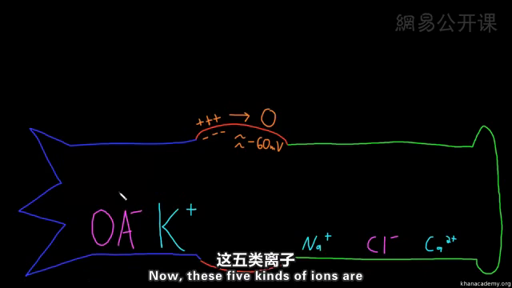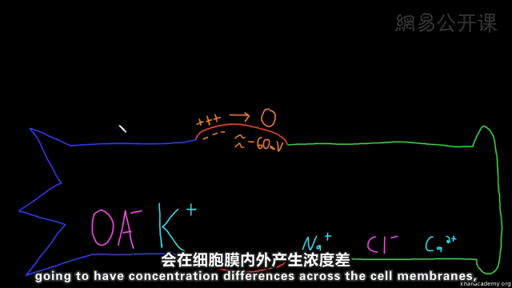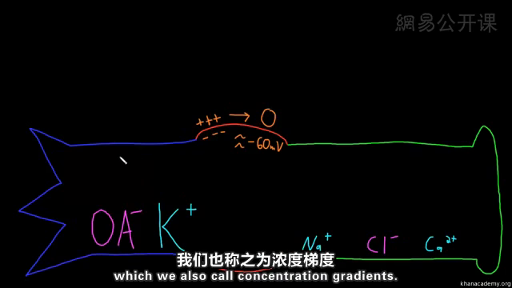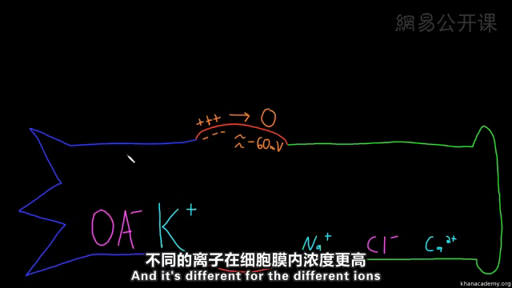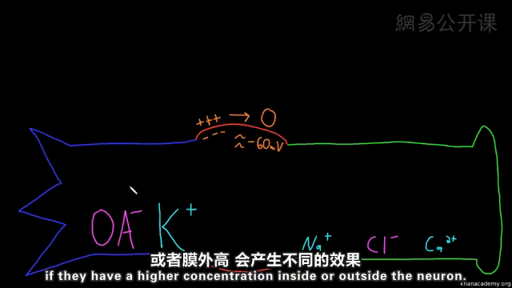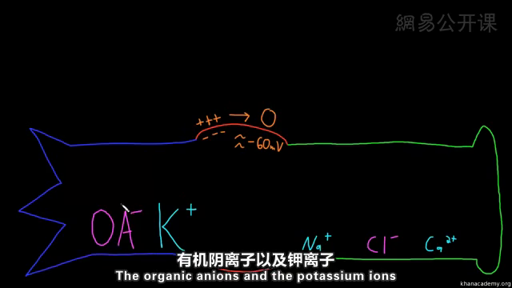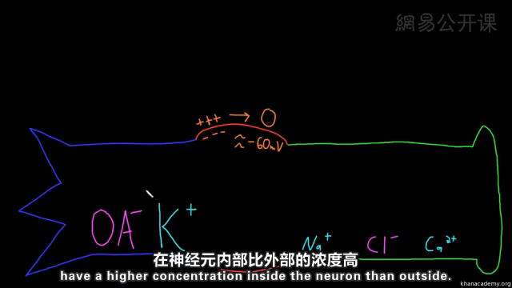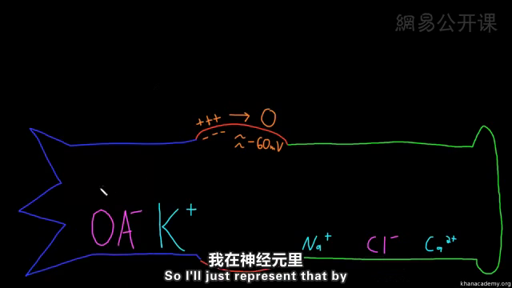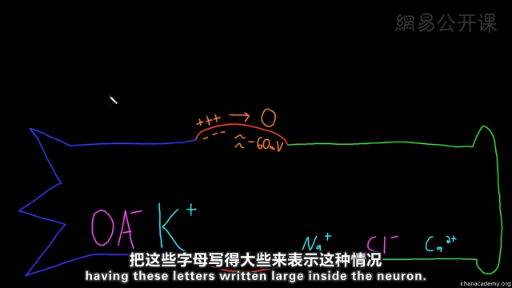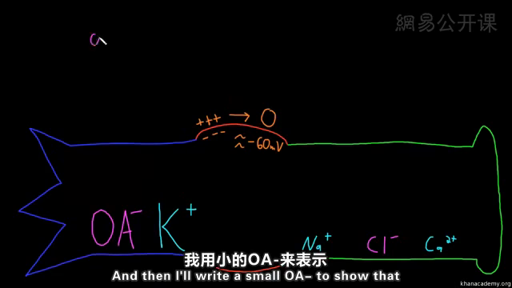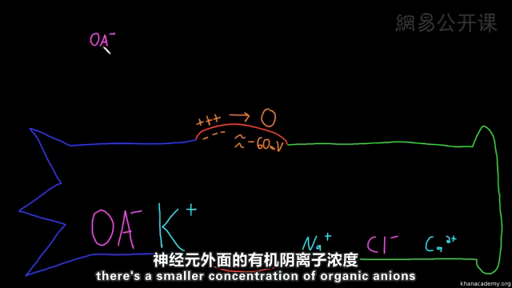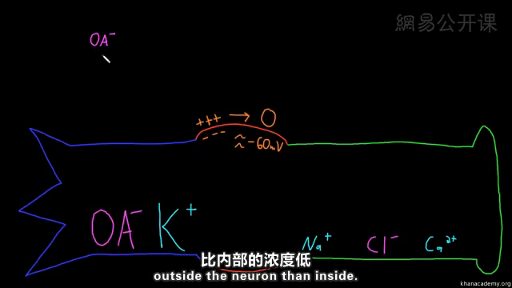Now these 5 kinds of ions are going to have concentration differences across the cell membranes, which we also call concentration gradients. And it's different for the different ions if they have a higher concentration inside or outside the neuron. The organic anions and the potassium ions have a higher concentration inside the neuron than outside. So I'll just represent that by having these letters written large inside the neuron, and then I'll write a small OA- to show that there's a smaller concentration of organic anions outside the neuron than inside.